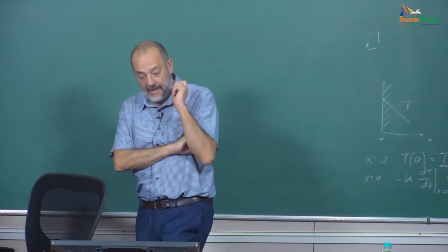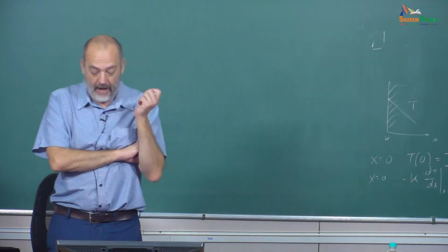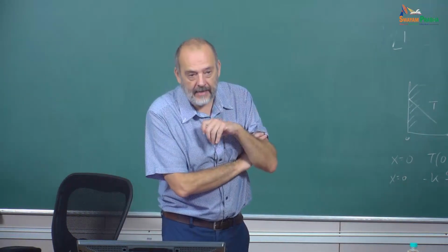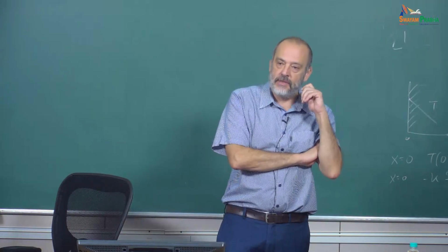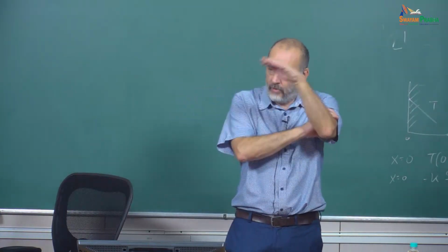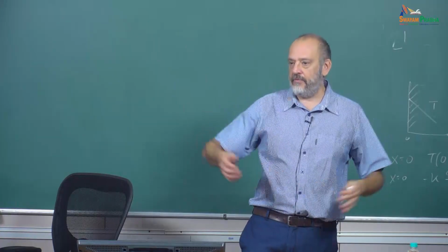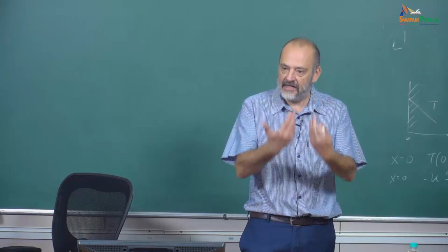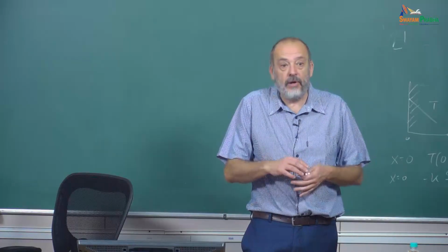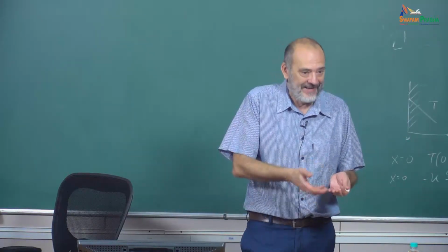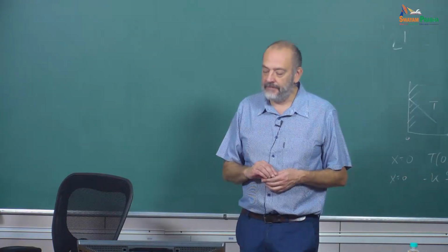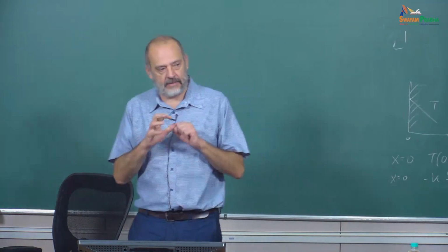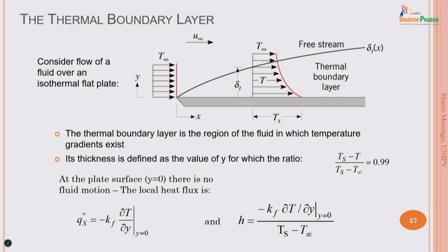H becomes minus kf dT over dy at the wall, divided by the difference of temperature between the wall and the flow far from the wall. So that is the energy transfer from the wall if the wall is hotter with respect to the fluid. So again, I'm resuming very fast, but I think that you understood.